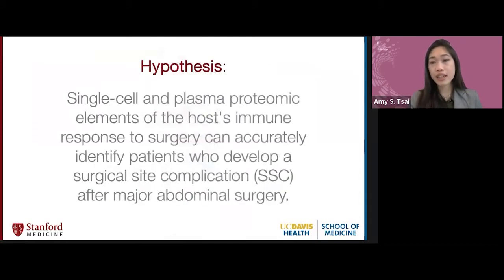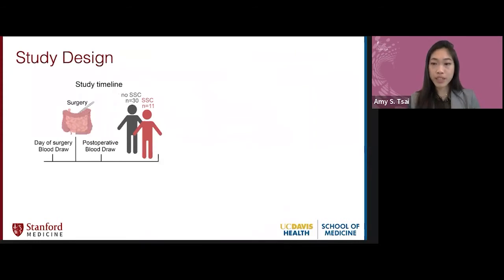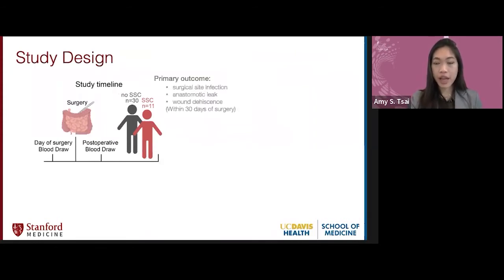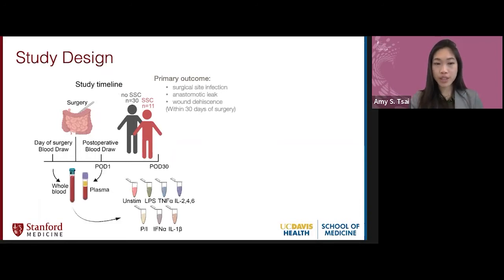We can take this technology and apply it to improve predictive performance. We hypothesize that single-cell and plasma proteomic elements can accurately identify patients who will develop a surgical site complication. We enrolled 41 patients in this study, and 11 patients developed a surgical site complication as defined. Blood samples were collected prior to surgery as the baseline sample and on postoperative day 1.